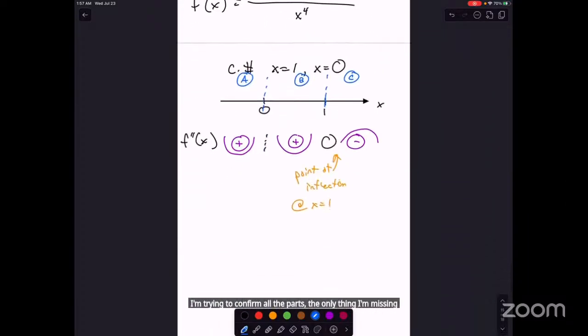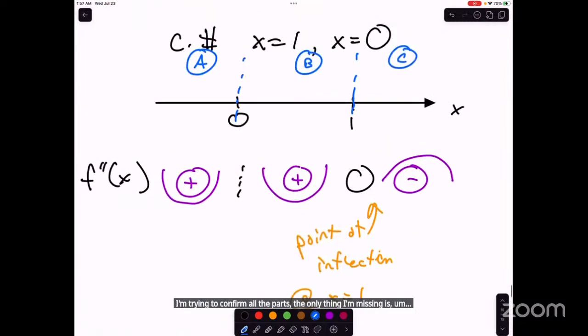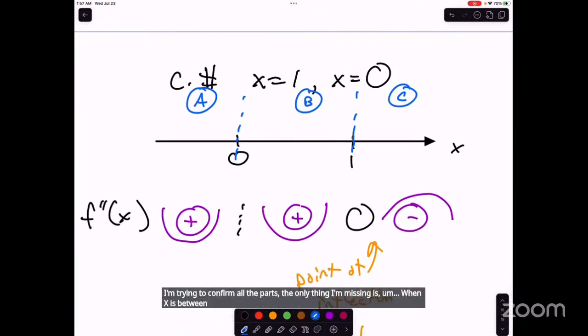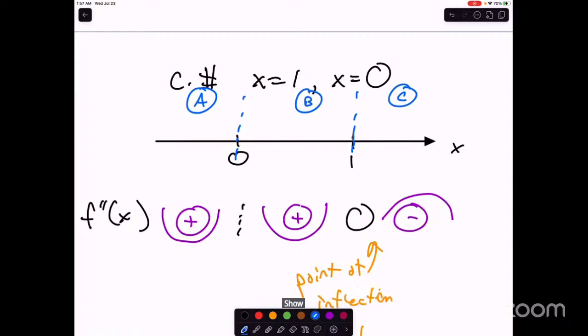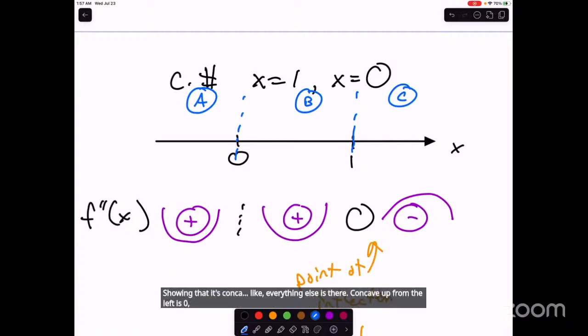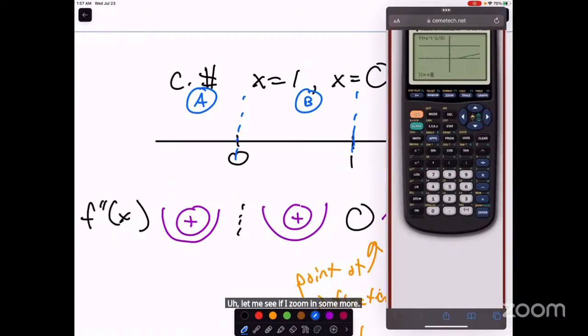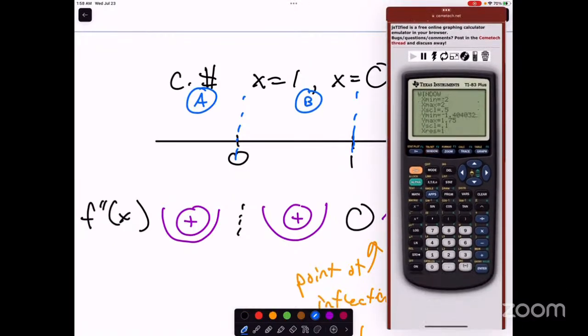The only thing I'm missing is when x is between 0 and 1, showing that it's concave. Everything else is there: concave up to the left of 0, concave down to the right of 1. Let me see if I zoom in some more. Change my y value to like 0.3, and the scale is like 0.01. Okay, let's see if we can see something going on there.